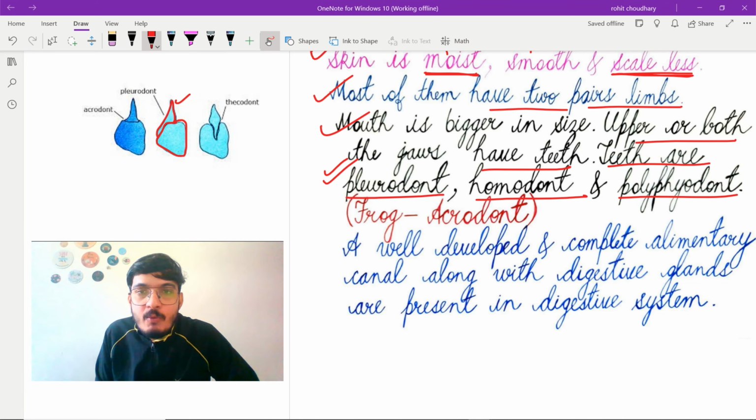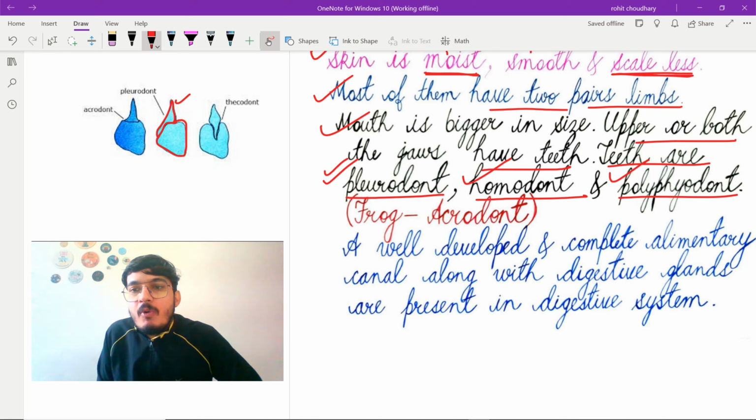Then comes homodont, means all the teeth are of same shape. But in us humans, we don't have homodont teeth. We have heterodont teeth, as the teeth are of different shapes.